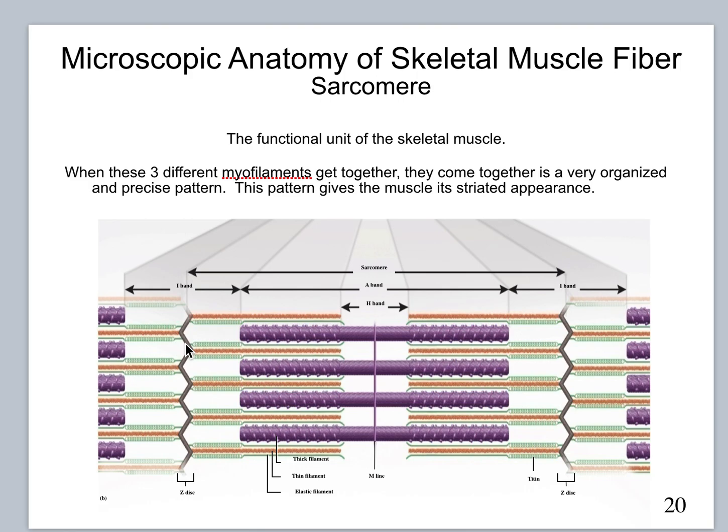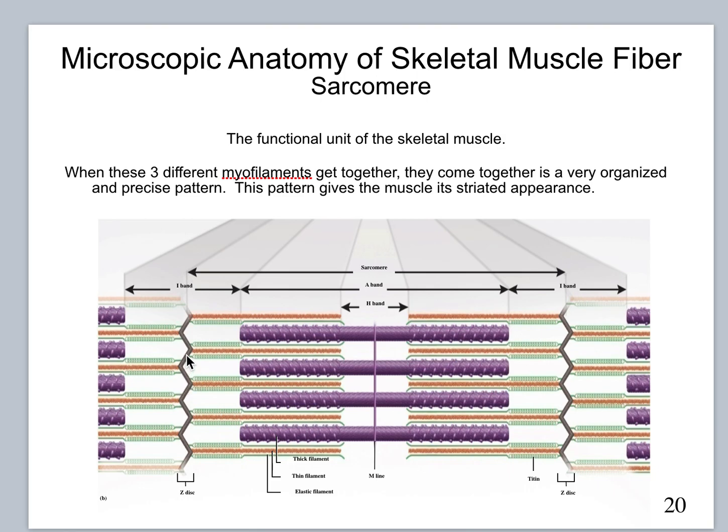When you put these filaments together in the muscle, they have a very uniform pattern. They don't just form randomly, they have a very organized pattern. And let's look at this pattern for a little bit. Here's the thick filaments here in purple. And we have the thin filaments here in kind of orange color. These thin filaments are attached to the Z-disc. That's what I was talking about, the Z-disc.